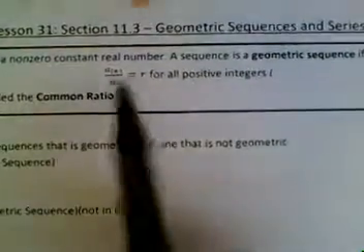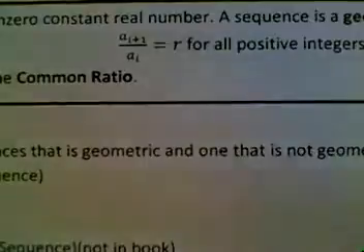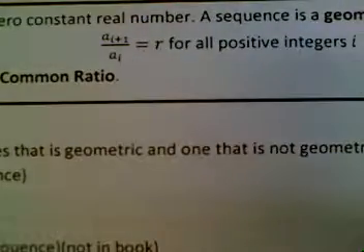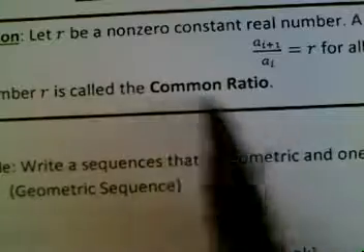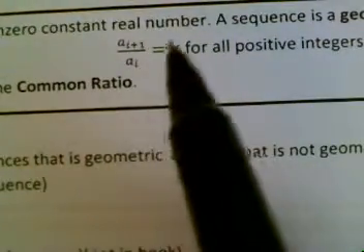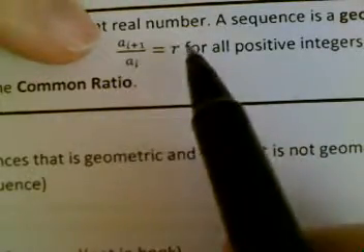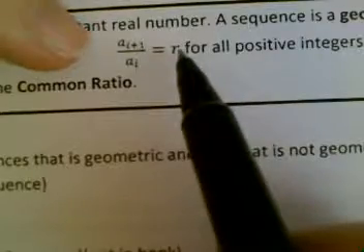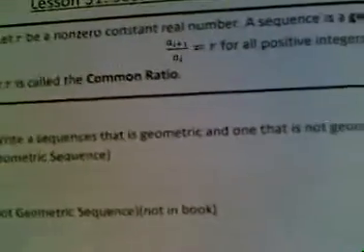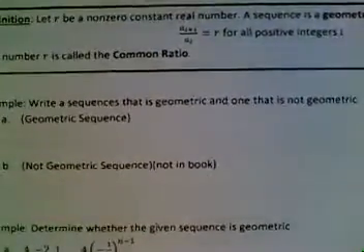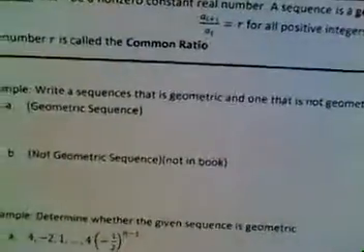It's a geometric sequence if the next term divided by the previous term is equal to some r value for all positive integers. This is called a common ratio. Again, if I take the next term and divide it by the previous term, I will get a value that is constant all the way through. What does that mean? If I multiply both sides by a sub i over to here, I get that the next term is equal to r times that previous term. So for geometric, all I'm doing is multiplying by the same thing every time. This is similar to multiplying by a fraction as well.